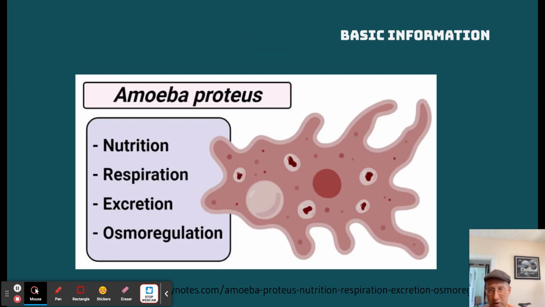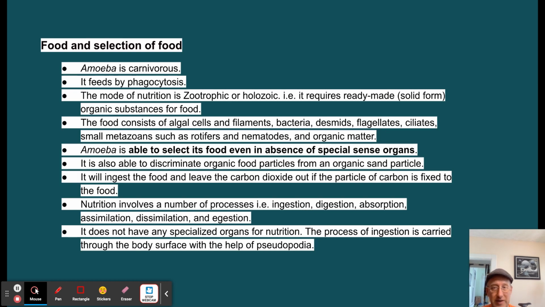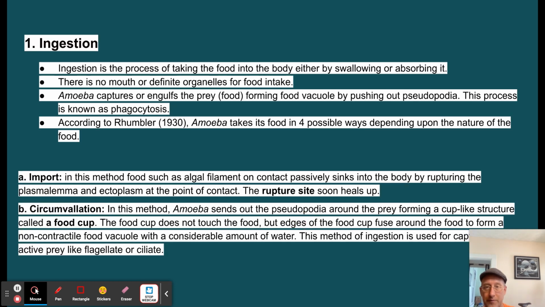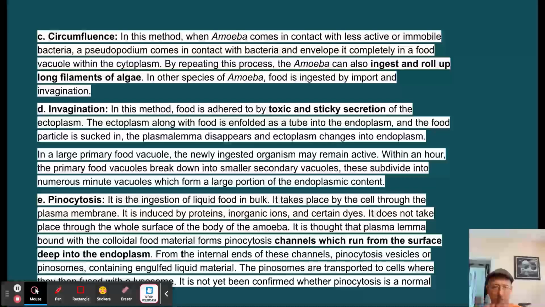We talk about its nutrition, respiration, excretion, and osmoregulation. So, it basically wanders along, finds its food, can tell the difference between, say, sand and food. Beyond that, it actually has many ways of getting things in. It actually ruptures its own body and lets things into itself. It can also make a food cup out of its body and form around something. And then it can also grow along both sides of something very large, like an algae, and just absorb it that way.